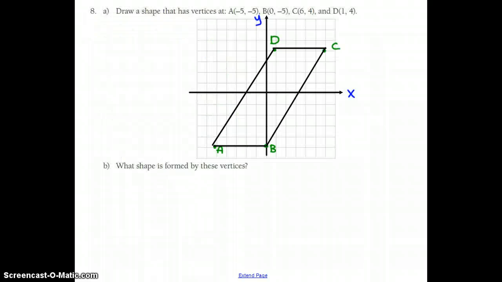Then we're going to draw a shape that has these vertices. So you need to place A, B, C, and D on this grid, connect the dots, and see that you get what I did. Now what shape does this form? This forms a parallelogram.